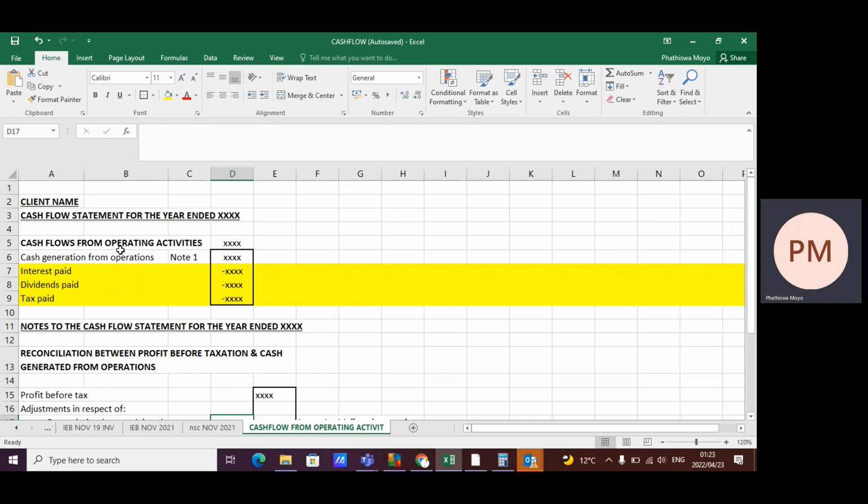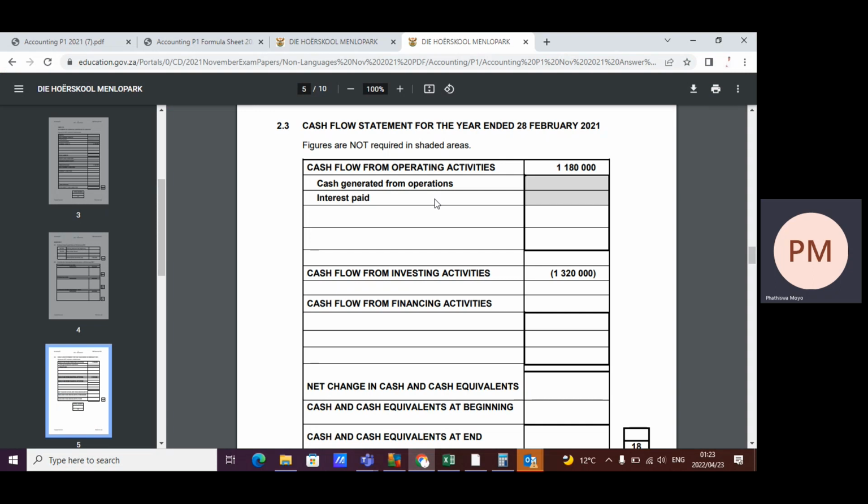And after the cash flow, so this is the face of the cash flow statement. After you put the cash generated from operations, you have to put in the interest paid, the dividends paid, and the tax paid. Now, in this example, they don't want us to calculate this part. If you calculate this part, my fellow grade 12, you wasted your time and you're not going to get anything out of it.